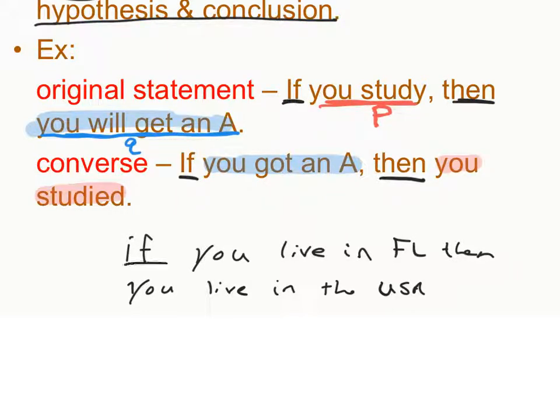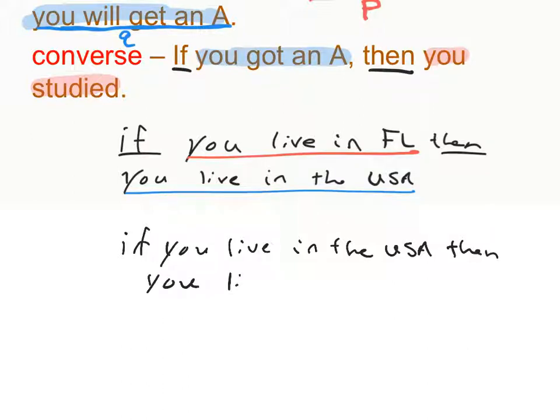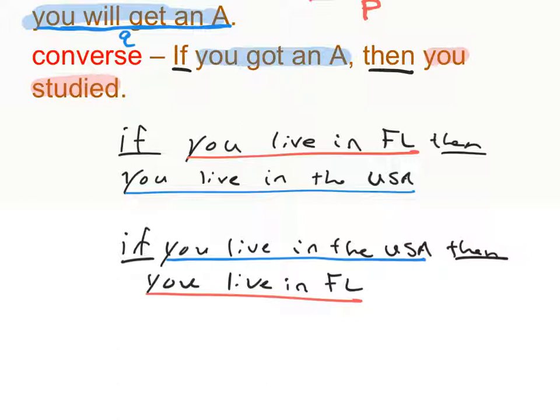So now, notice, here's my if, here's my then, here is my hypothesis, here's my conclusion. I'm going to flip that around and make the converse. If you live in the USA, then you live in Florida. What I have done was create the converse of that statement. Now I've got if Q, then P. Is my second thing a true statement? No. Not necessarily. It doesn't have to be.